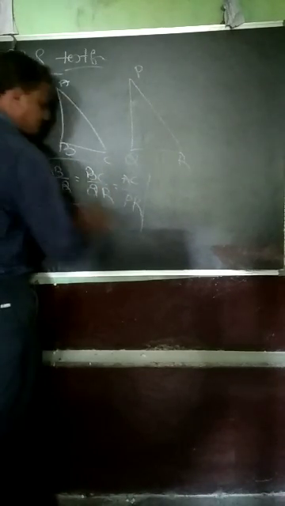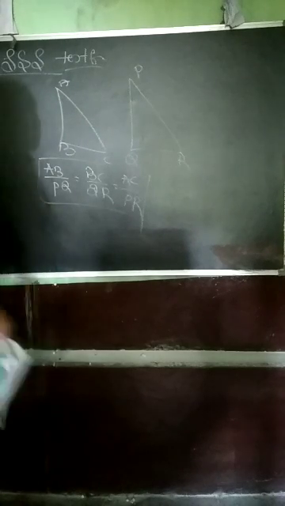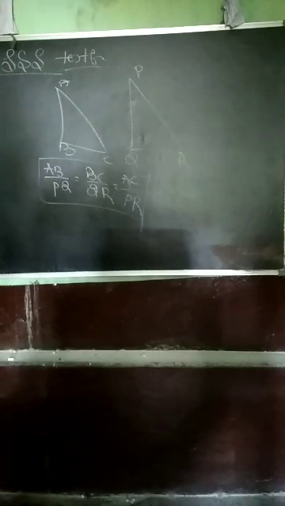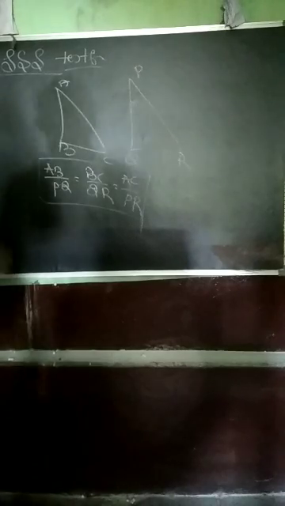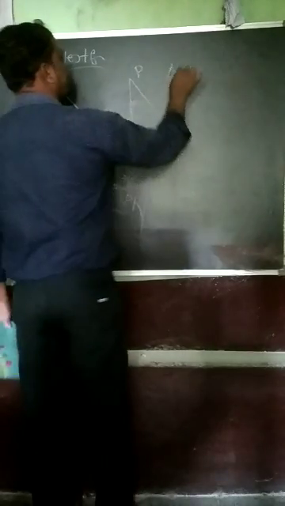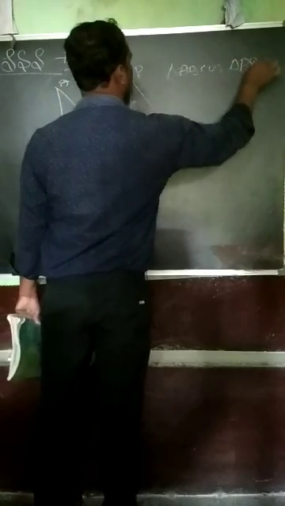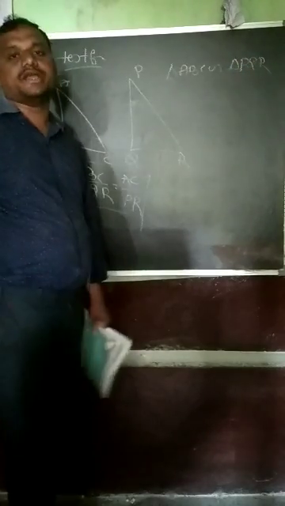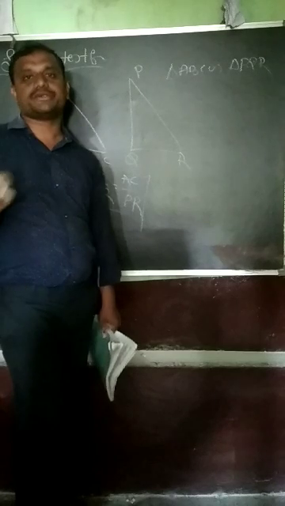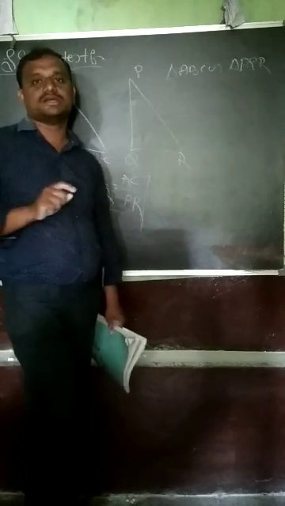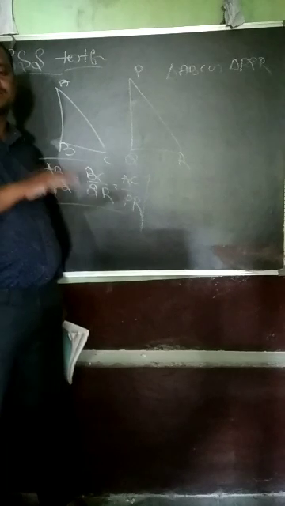On these conditions, the given two triangles are similar. Or you write here, triangle ABC is similar to triangle PQR. AA test means if any two angles of two triangles are equal or congruent, then the triangles are similar.